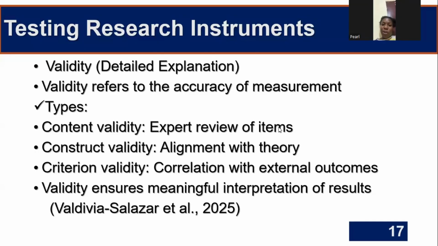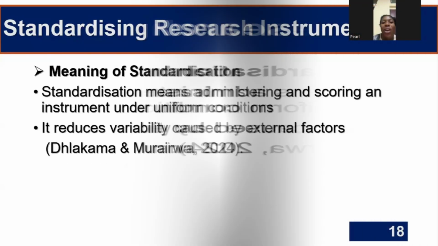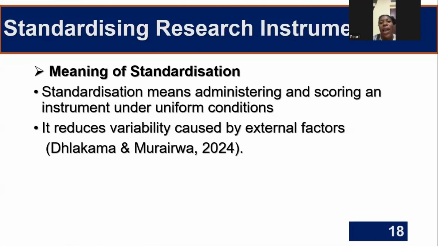And with construct validity, it's the type of validity that aligns with theories that have been stated. And we have criterion validity, the correlation with external outcomes. So validity ensures meaningful interpretation of the result. Next slide. We move on to standardizing research instruments.